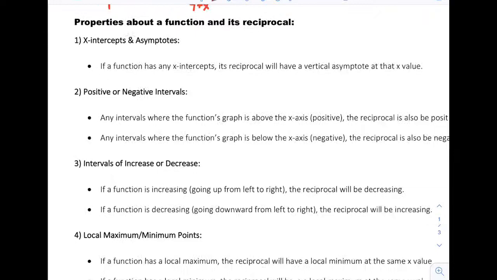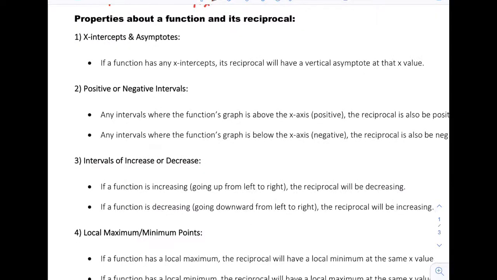So, properties of functions and their reciprocals. The first thing that's related is that if a function has x-intercepts, its reciprocal will have a vertical asymptote at that same x value. So anywhere there's an x-intercept, the reciprocal will have a vertical asymptote at that same x value.